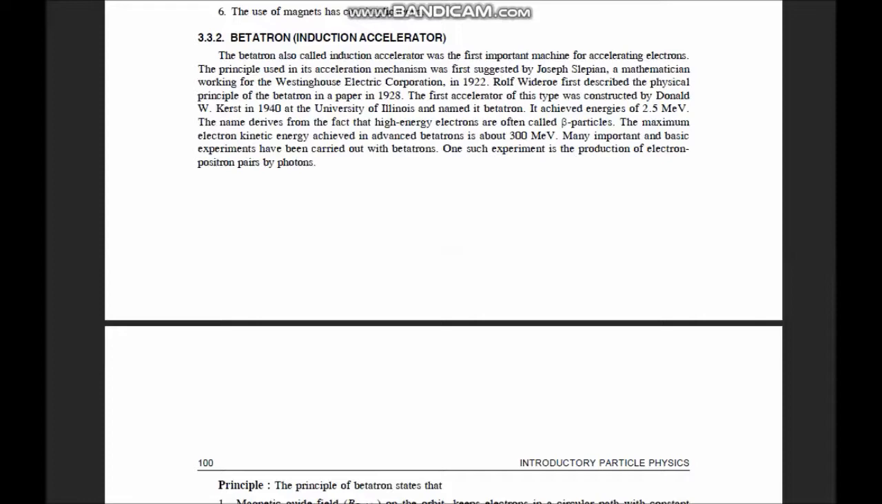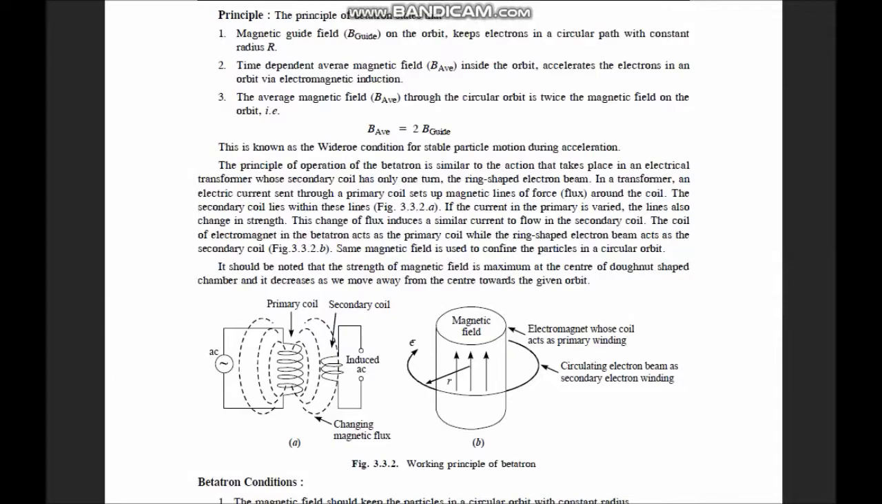So there are two types of fields here. One is the magnetic guide field, and its aim is to keep the electrons in a circular path, a fixed path. This part is different from that of the cyclotron. In the cyclotron the radius of the moving electrons continuously increases, it was a helical path, whereas in a Betatron the electrons are made to move in a circular path but with constant radius.